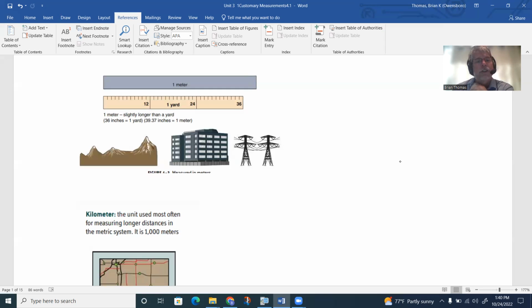So a meter is used when you're measuring things like the heights of mountains, heights of buildings, or heights of power lines. That's meter measurement.